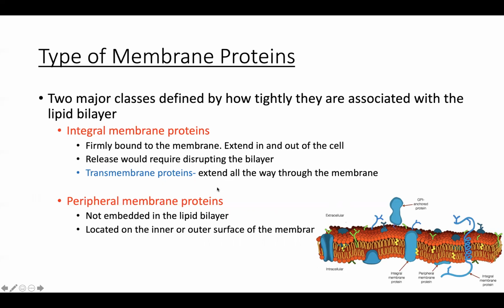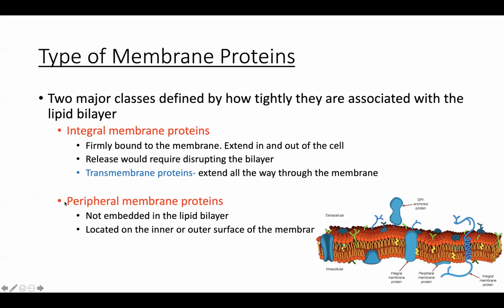All right. And so one example of integral proteins are those that are transmembrane proteins that are going to be able to extend all the way throughout the plasma membrane. All right, so those are integral proteins. They're firmly bound. They're in there in such a way that if you try to remove them, you're basically going to damage the cell, right?